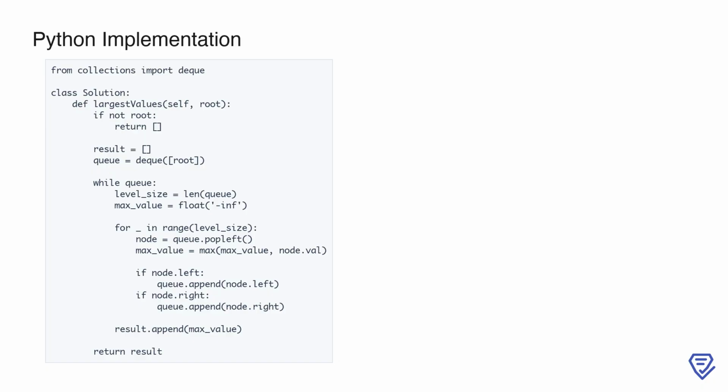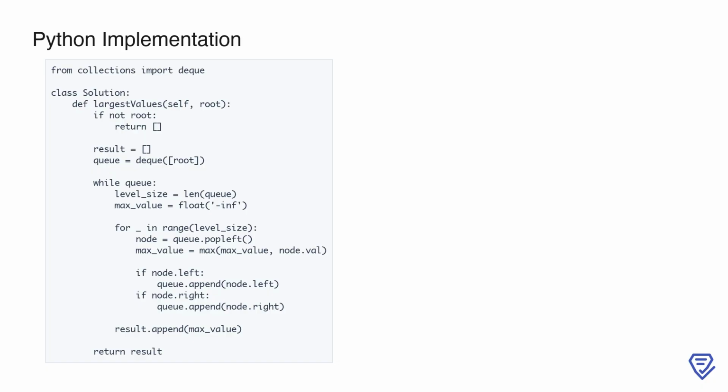5. Outer while loop. The while loop continues until the queue is empty, ensuring that all nodes in the tree are processed. 6. Level processing. The level_size variable determines the number of nodes in the current level. The max_value variable is initialized to -infinity to track the largest value in the current row. 7. Inner for loop. This loop iterates through all nodes in the current level.